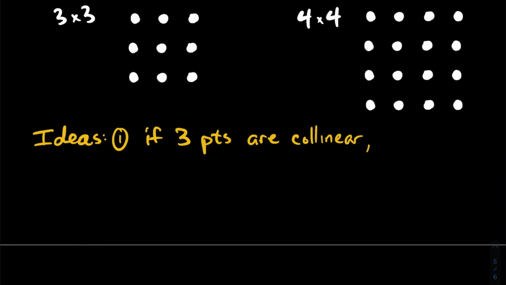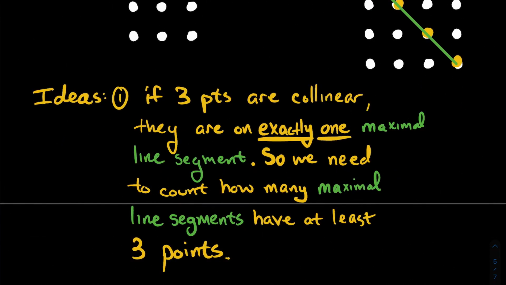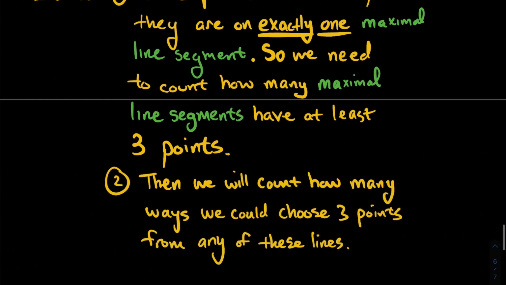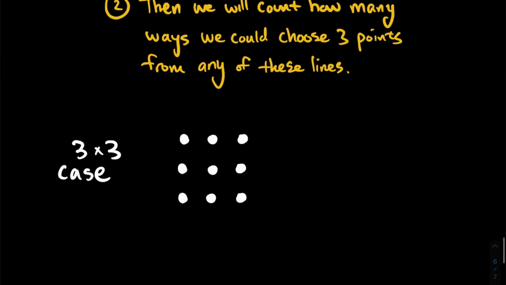Now here are some ideas. If 3 points are collinear, then there's only one maximal line segment that they all live on. To give you an example, if you look at that 4 by 4 one, if I took those 3 collinear points, there's only one green line that they all lie on. So what we need to do is count how many maximal line segments have at least 3 points. Another idea: after we do that, we can count how many ways we could choose 3 points from any of those line segments. So let's see what's going on.